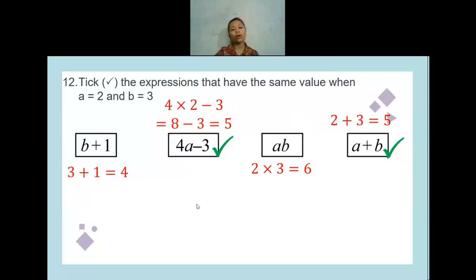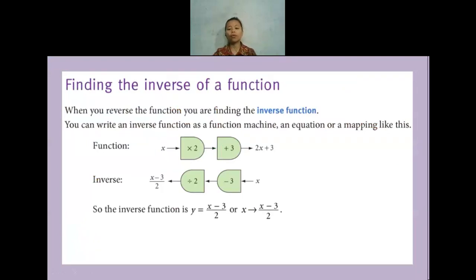I will move to question 13. But before we move to question 13, I will explain a little about inverse functions. An inverse function is like what we do when we already have the output and we need to find the input. So here, I already have the normal function machine. The input is x, the rule is times 2, and then plus 3. So the output will be x times 2, which is 2x, and then we plus 3, so it will be 2x plus 3 for the output.